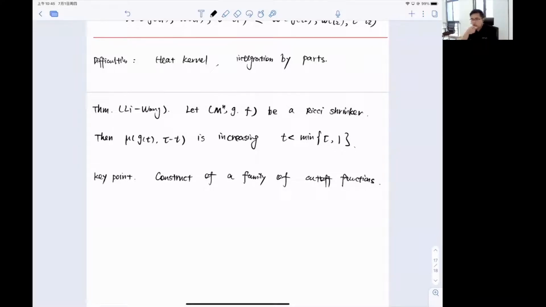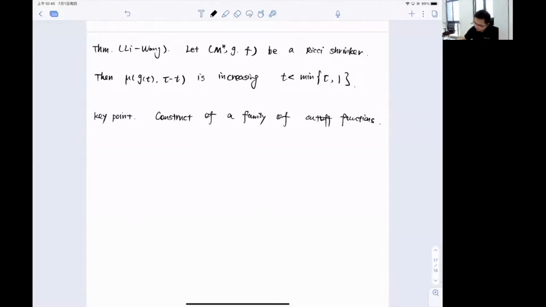The reason is we have shown in the first lecture that the potential function f is almost equal to d squared over 4. That means we can use the potential function as a replacement for the distance function. So when we construct a cutoff function, we can just use the potential f to do that.